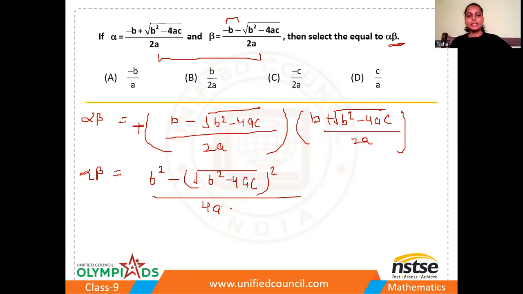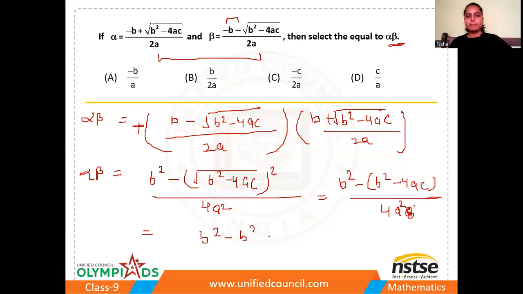I can say this is nothing but 4a square. Correct? That's it. Okay, now I can solve the numerator. So this becomes b square minus 4ac by 4a square. Alright. Now here I can open the brackets. So it becomes b square minus b square plus 4ac by 4a square.